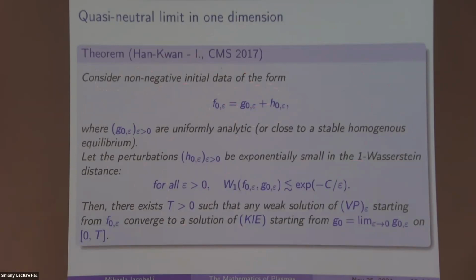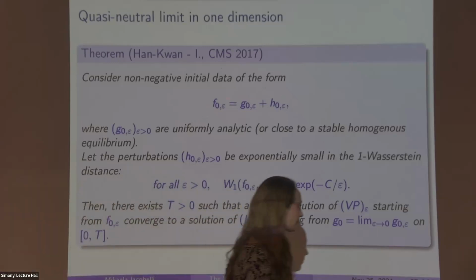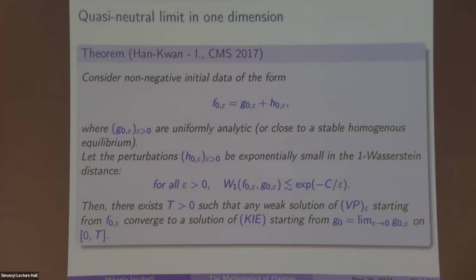So the idea is that I take now an initial datum that is F0 epsilon, that is a sum of G0 epsilon. This is 1D, but now we have everything. But that's the first theorem that appeared was like this. I will call it H0 epsilon. This is the perturbation.